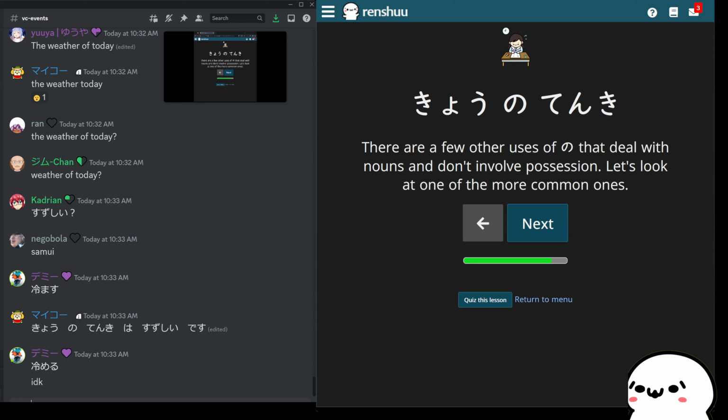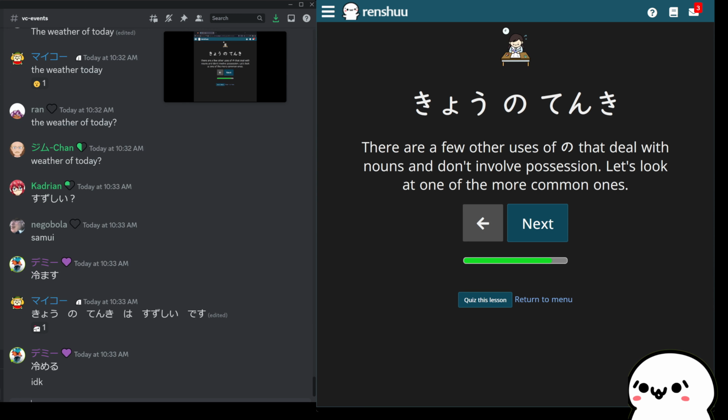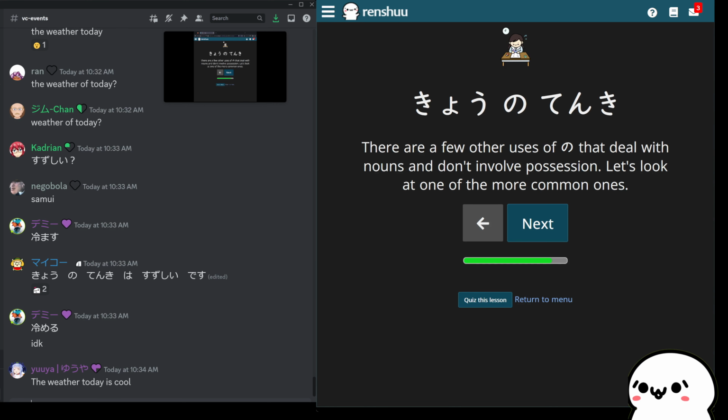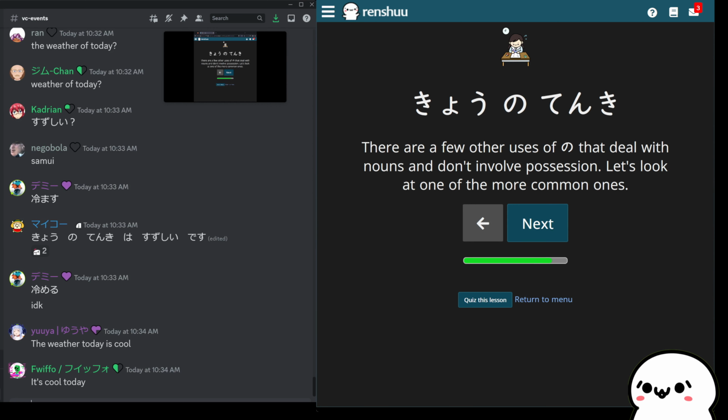So how might we translate this? This is where it breaks down a little bit, that there's not necessarily a single way to translate it. It could say the weather today is cool. You could also say today's weather is cool. You might even say the weather for today is cool. It's cool today.